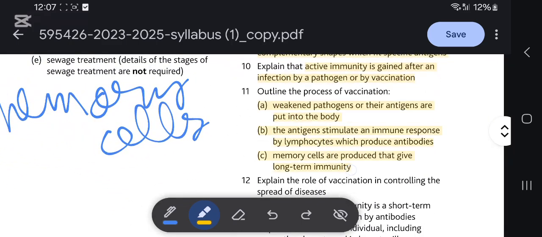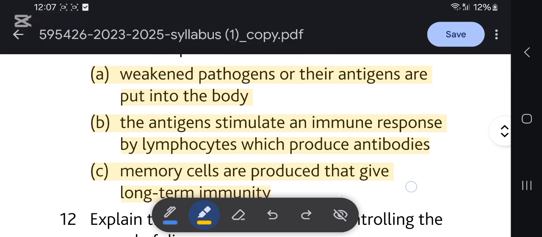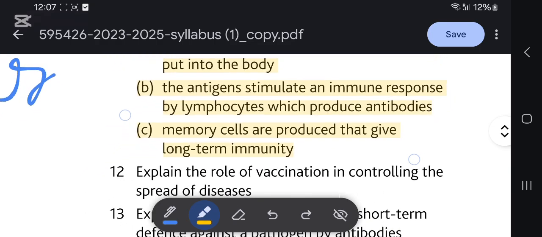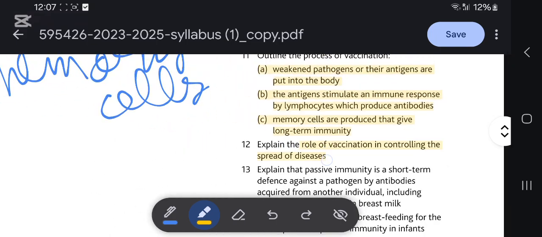Why? Because in vaccination, a weakened pathogen or its antigens are put into the body, and this will stimulate an immune response. In the same way, it looks like you actually got the disease, but it's a weakened pathogen which can barely cause any harm to you. So it's just so that memory cells are produced and it can help you, and of course it's going to give long-term immunity.